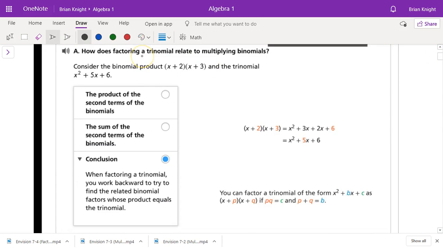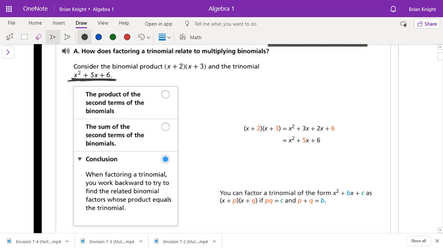The question says, how does factoring a trinomial relate to multiplying binomials? Again, I want you to understand, we've done problems like this, correct? Where you multiply. Okay, we're good with that? Now we're going to factor this. Factor means figure out what did you multiply by to get that answer. Okay, we're trying to get this for our answer. So to do that, we're going to work backwards here, okay? But before we work backwards, we got to work forward.